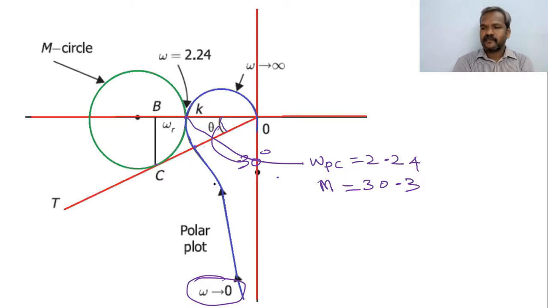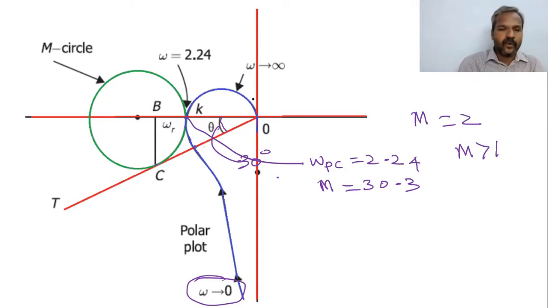Note that the M circle value is more than 1, so it is definitely on the left. Here the given value is M equal to 2. M equal to 2 is greater than 1, so the circle lies on the left of the M equal to 1 line. So where is the M equal to 1 line? The M equal to 1 line is at 0.5.